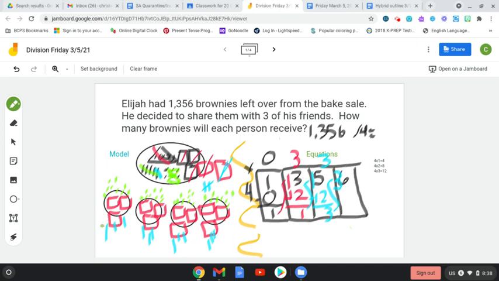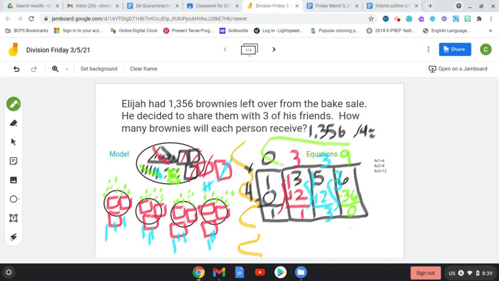So now let's look. How many ones did I give away? 1, 2, 3, 4, 5, 6, 7, 8, 9. Now, just to be sure, I can check each group. Okay. 1, 2, 3, 4, 5, 6, 7, 8, 9. Okay. I gave 9 ones to each group. And I know that 4 times 9 is 36. So if I gave all 36 of the ones away, I don't have any left, which means I don't have a remainder.